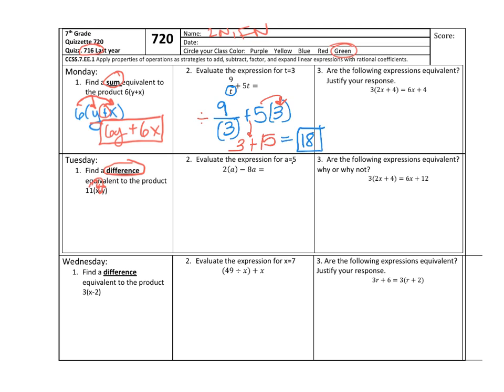The same for Tuesday. Number 2 is what you're going to do. So you're going to plug in 5 every time you see the letter a.